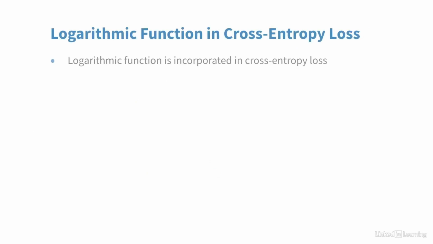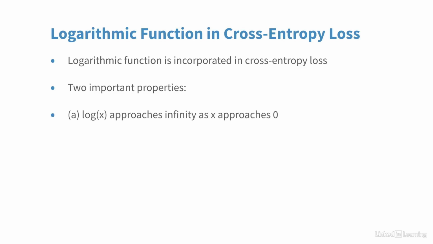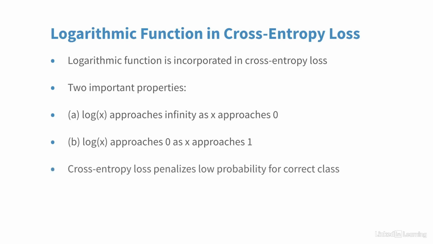The cross-entropy loss incorporates the logarithmic function, and this has two important properties. One is that log of x approaches infinity as x approaches 0, and log of x approaches 0 as x approaches 1. In the context of cross-entropy loss, the loss will be large when the model assigns a low probability to the correct class, and small when the model assigns a high probability to the correct class.